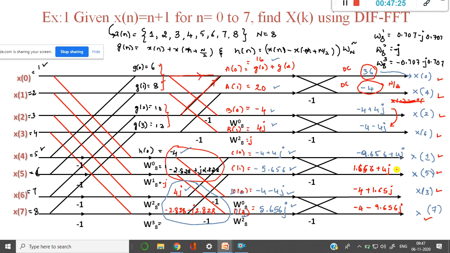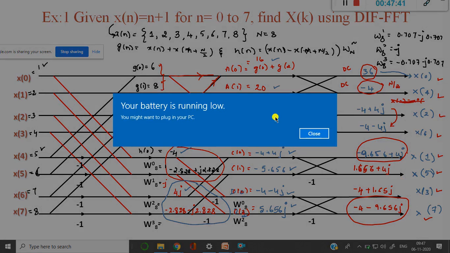These values, somewhere else we missed it here. 1 and 7, I think we missed the value somewhere else. Look at this, just check these answers.